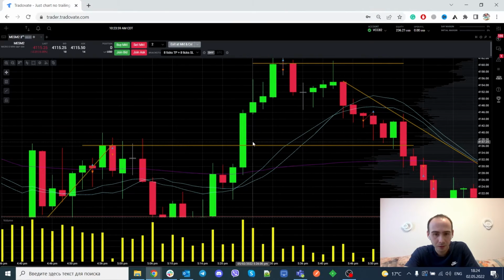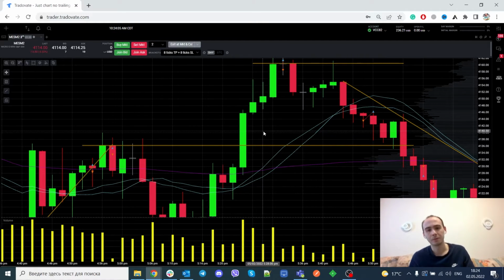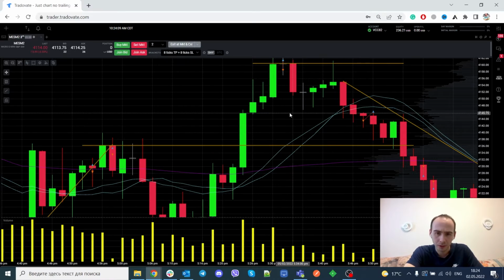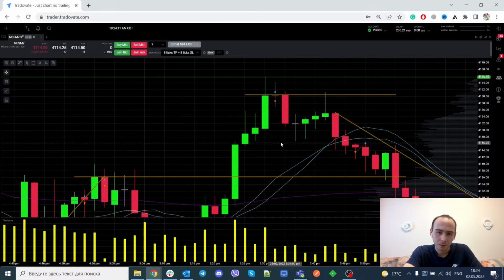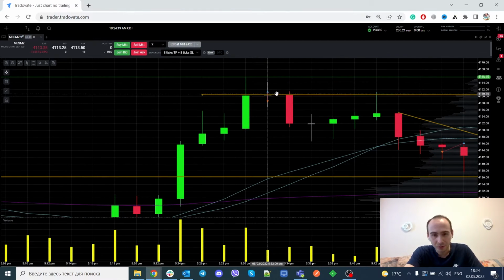I missed that because the bar was too big, so I was afraid that if I entered I might be out because of my stop loss of 8 ticks. I was afraid to do this here, but I was not afraid to enter the deal at this level, and again I was out by a stop loss.